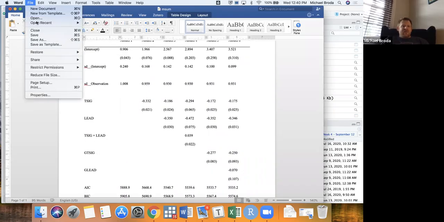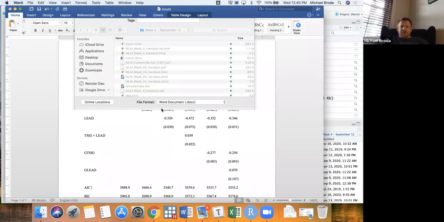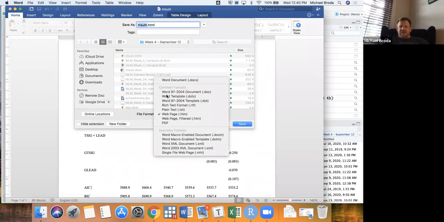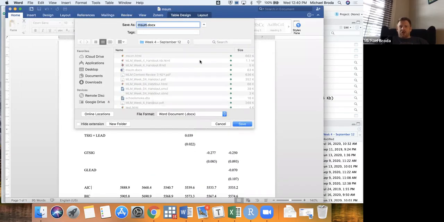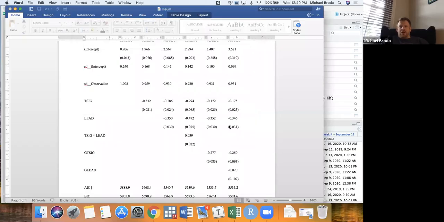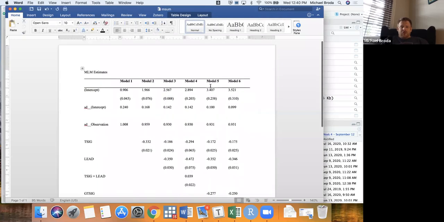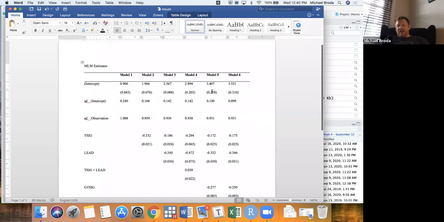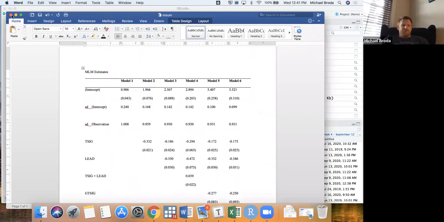And then to save this, you can just go to Save As and save it not as a web page, but as a Word doc, like that. And in this case, I'm going to overwrite the one I already have. So in a matter of seconds, you've gone from the raw work in R to a table that you can publish, which is really cool. And in later weeks, I'm going to show you how to make a descriptives table in the same way, so you don't have to spend a ton of time making descriptives either.